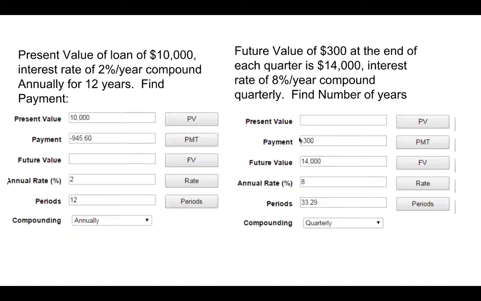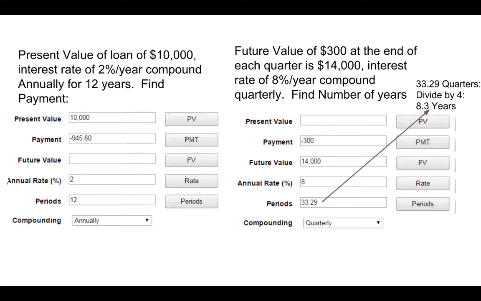14,833.29. If you don't plug a negative 300 in here, you might get a negative number here, and that doesn't make sense. You should never get a rate of negative or periods of negative. We drop down to quarterly. Now that's the number of quarters. It doesn't take 33 years at $300 per quarter. It takes 33 quarters. If you divide that by 4, you get 8.3 years. So that's one step you have to do.